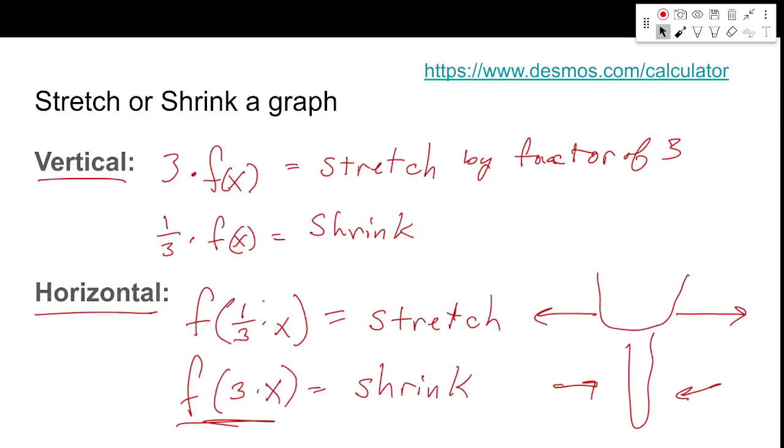Okay, so we're thinking, is there a change happening inside or outside? That tells us whether it's horizontal or vertical. Inside is always horizontal, and vertical always happens from something being done outside the function, so to the f of x, to the whole function. Think about putting a whole parentheses around the function, anything on the outside done to it. Okay, so we're going to take a look at one more.